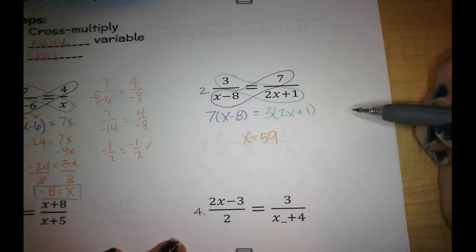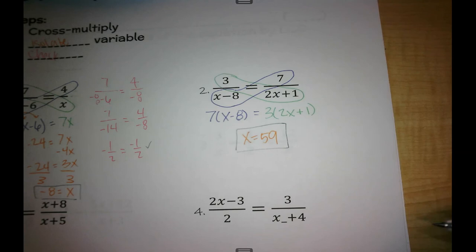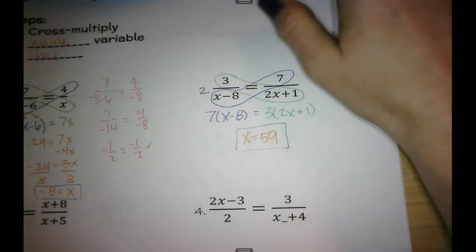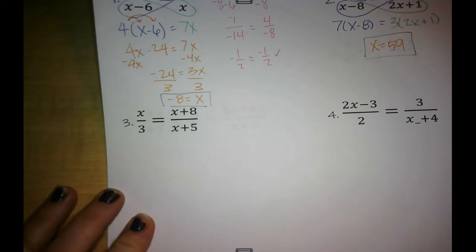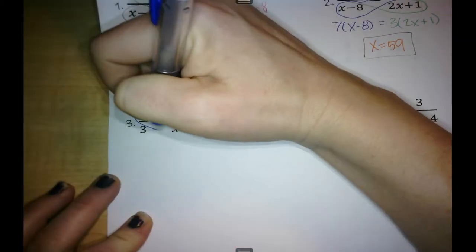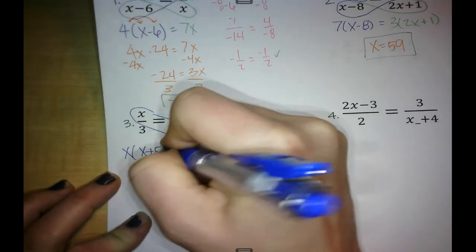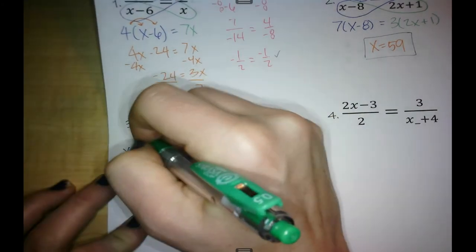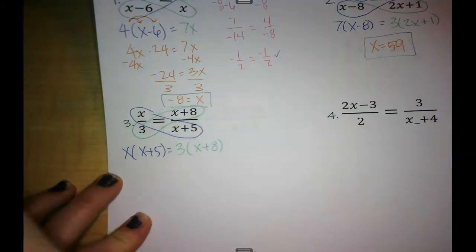And I'm not going to do the math here, but you do need to check it. And when we check it, this is the answer. It works out. Okay. The last one I want to show you is this one right here, because it's only slightly more difficult. So we're going to do the same thing, cross multiply. So we got x times x plus 5 equals 3 times x plus 8.